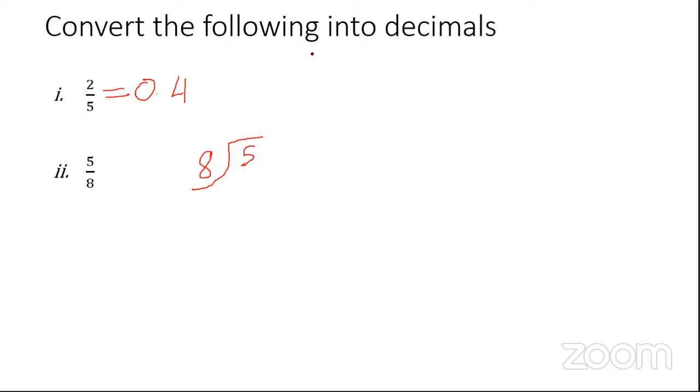So 5 is not divisible by 8. 5 divided by 8, we put there 0. So 0 times 8 equals 0. 5 minus 0 is 5. So we add a 0. It becomes 50.